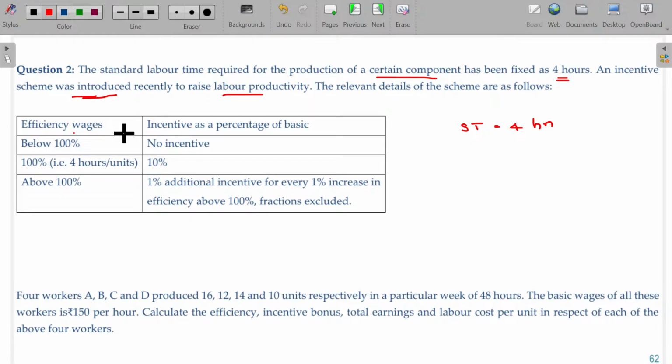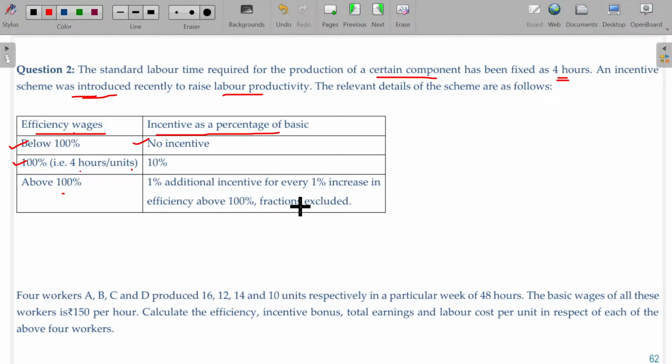Efficiency, wages and incentive as a percentage of basic. If his efficiency is less than 100%, no incentive will be offered. If efficiency is 100%, meaning completing the units in 4 hours as per the standard time given, the basic incentive applies. Above 100%, 1% additional incentive for every 1% increase in efficiency. Above 100% will be given.